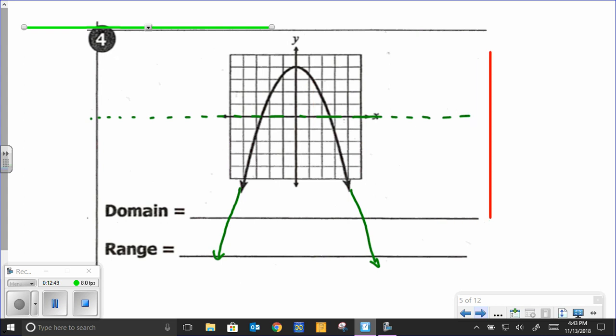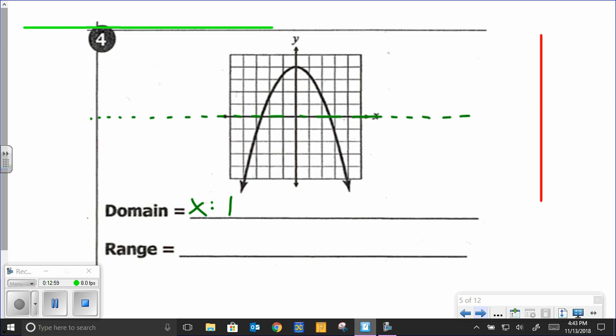So my x value, as I move from left to right, is going to be everything, all my real numbers. So my x value, my domain, is all real numbers. And remember, again, we use that double-lined R for all real numbers.